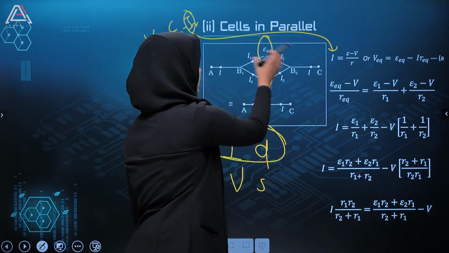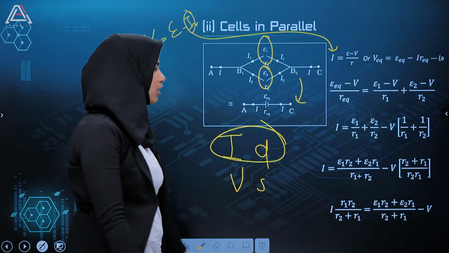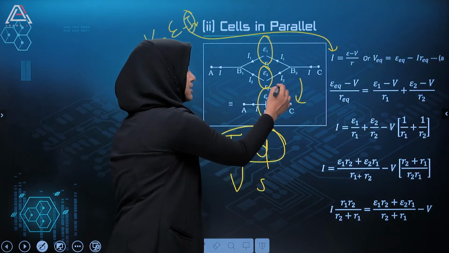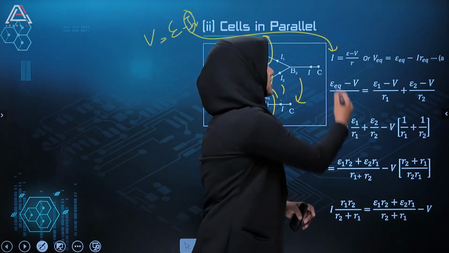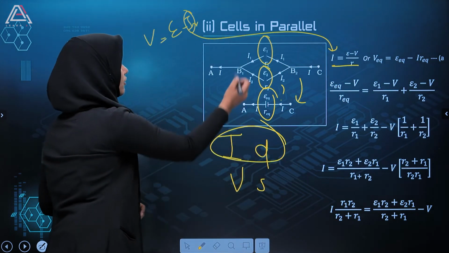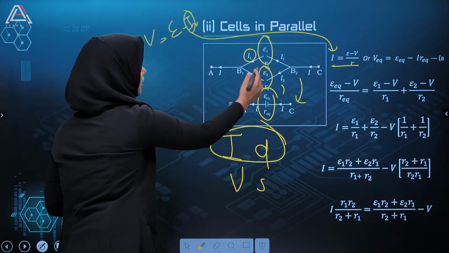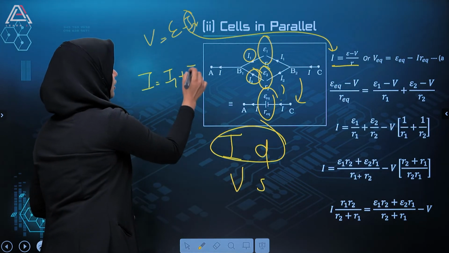So this circuit can be drawn as this, and we are going to analyze E equivalent and r equivalent. Okay, so taking this into action, we know that the current over here is I1, and the current over here is I2. So I is equal to I1 plus I2.